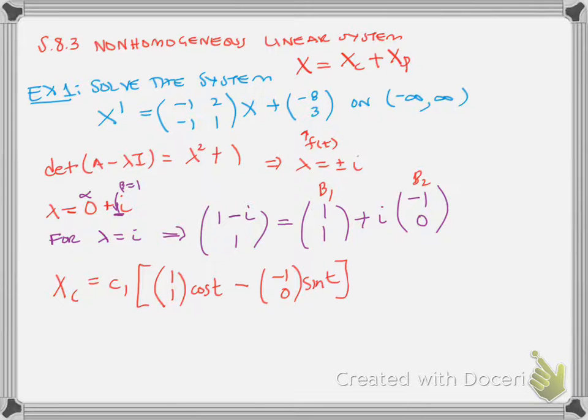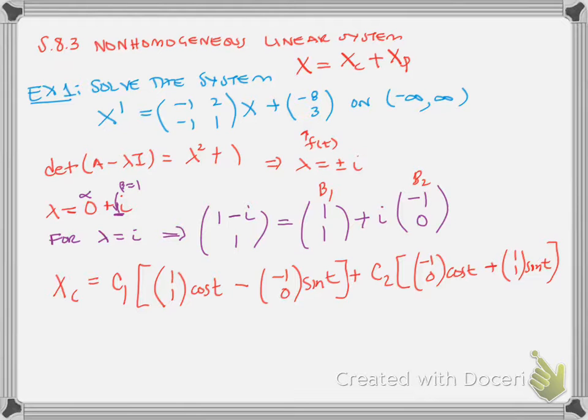All right, and then plus c sub 2. It's sort of implied, but I'll make it a little more clear. This will be negative 1, 0. So now it's the imaginary part with cosine plus the real part with sine. Again, since alpha is 0, we don't have the exponential, because e to the 0 times t is just 1.